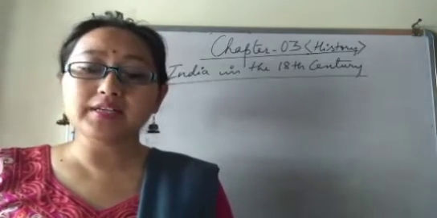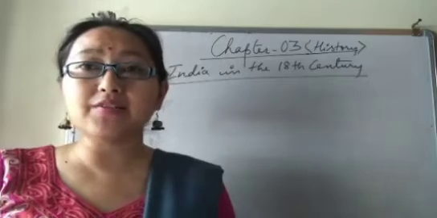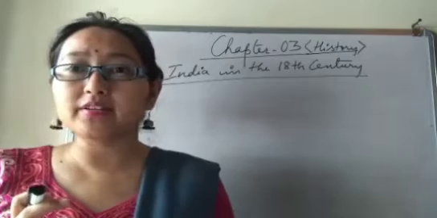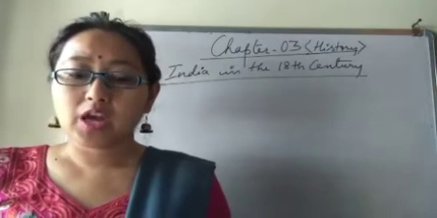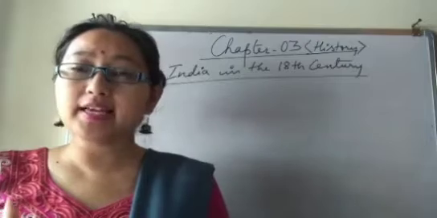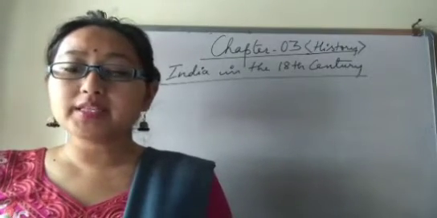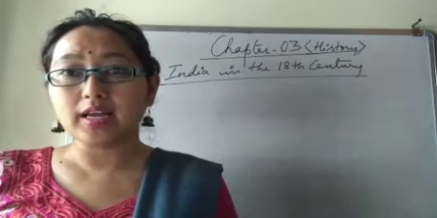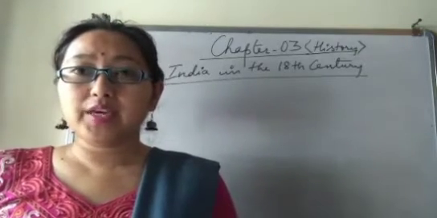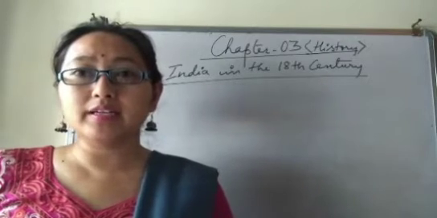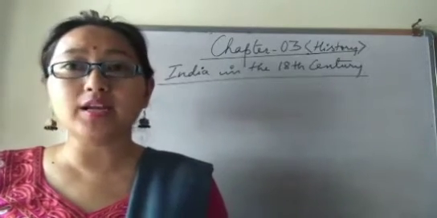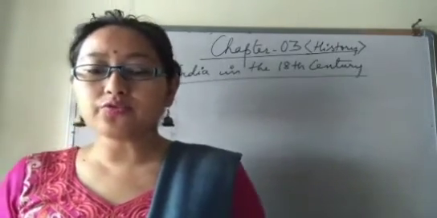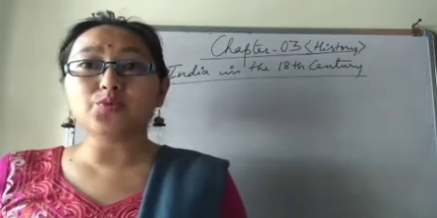Roughly from 1707. Why? Because in 1707, the strongest Mughal emperor, that is Aurangzeb, died. So we can say that from 1707, from the death of Aurangzeb, to the third battle of Panipat in 1761, that period was a period of decline of the Mughal empire, right? Okay, now let's start the topic, the crisis of the empire and the later Mughals.